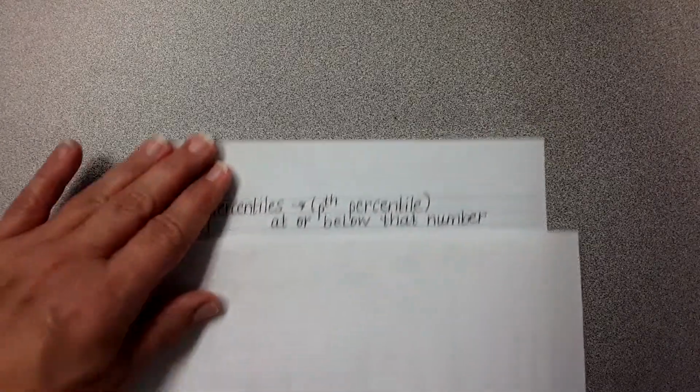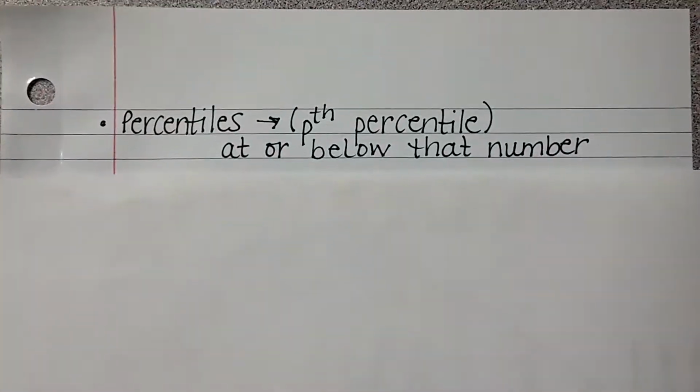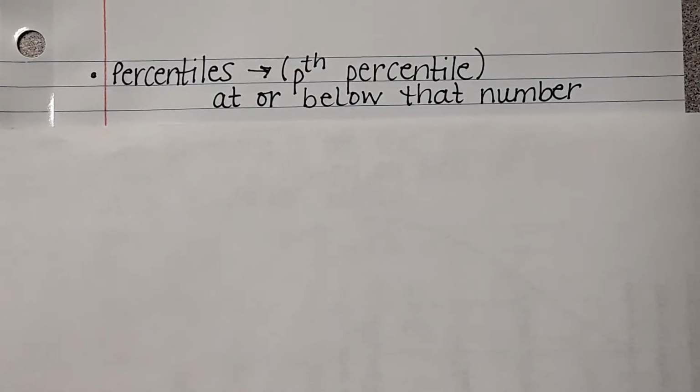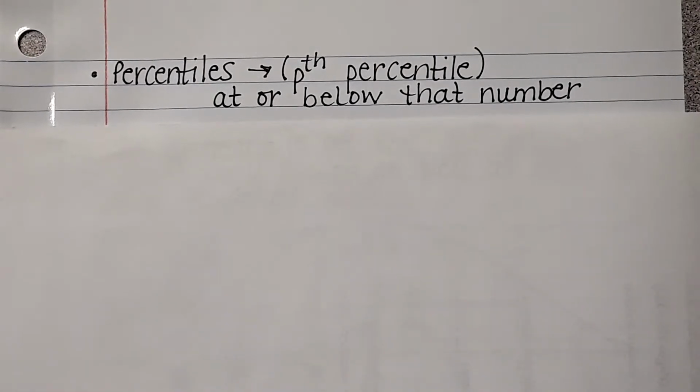Now we're going to start to talk about percentiles. And you guys, z-scores and percentiles go hand in hand because you use your z-score to find your percentile. Your percentile is at or below that number.